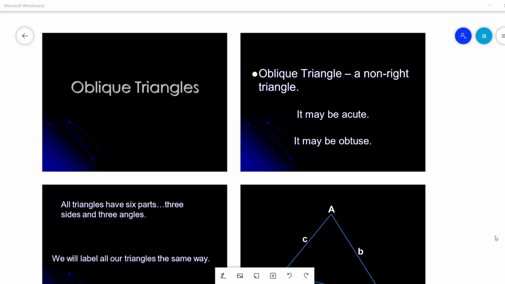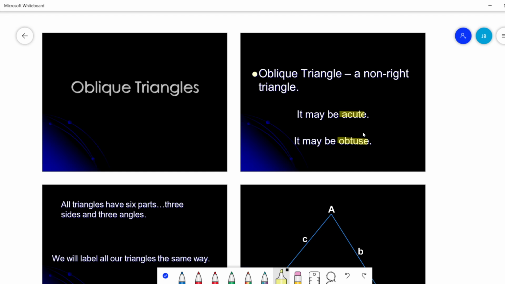Okay, so the first topic is all about oblique triangles. Now, what is an oblique triangle? Our third exam topic talked only about the right triangle, meaning it only has 90 degrees inside the triangle. But an oblique triangle is a non-right triangle. A non-right triangle may be acute or it may be obtuse. So always remember that.